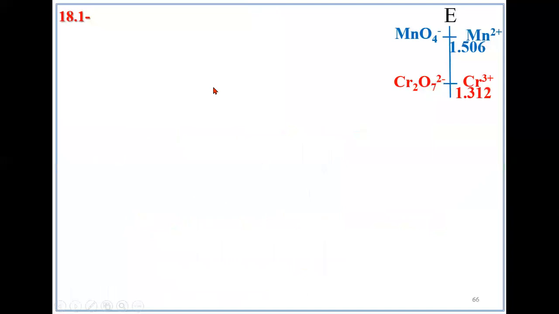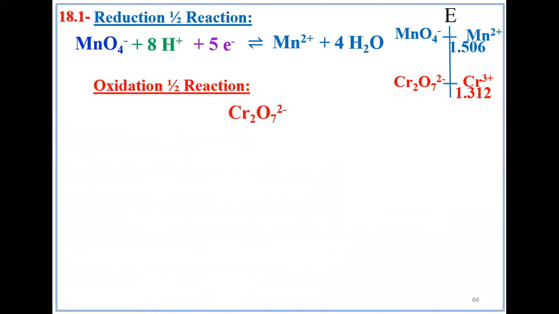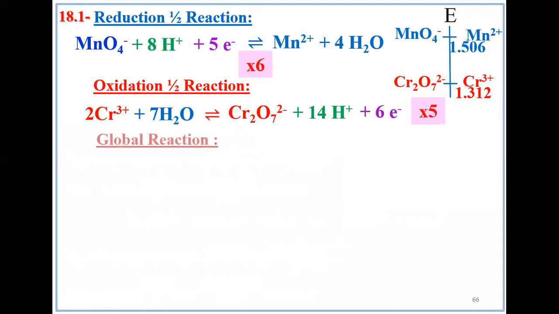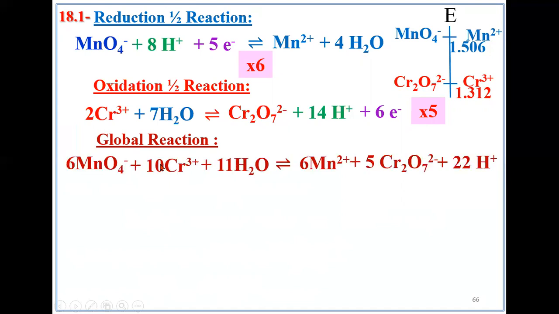And it's at this point that I can solve for number 1, which is to write the cell diagram, because now the cell diagram is determined by the E value, the 1.506, 1.312. And yes, you do notice that they do not change relative to E naught, but they could have changed. Okay. So I'm not going to go through this. This is now still reduction half is my manganese, oxidation half is my chromium. Now we have to multiply the manganese by 6, the chromium by 5 to balance the charge to get my overall global reaction if I was asked for that.